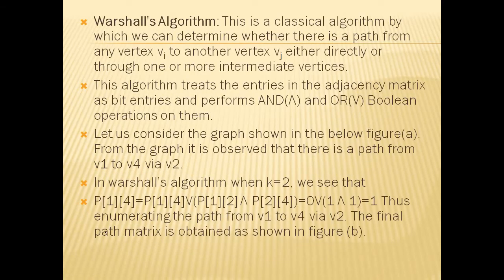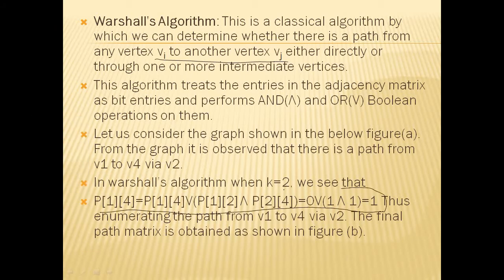Warshall's algorithm, we call it a classical algorithm which can determine whether there is a path from any vertex vi to another vertex vj. So the functionality of this algorithm is to find whether there is any path from vertex vi to vertex vj. It may be either a direct path or an indirect path. If we want to find an indirect path, we'll use this type of calculation.